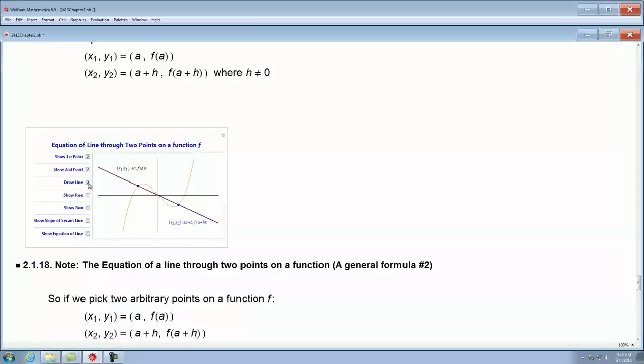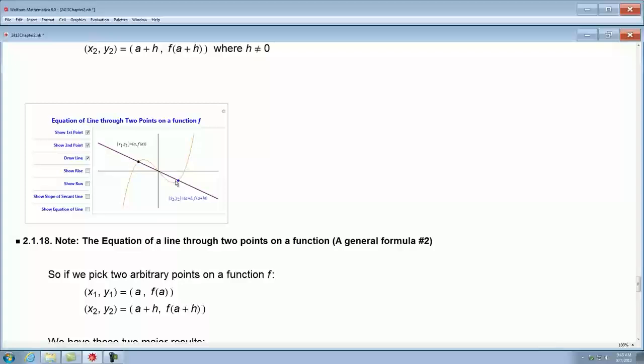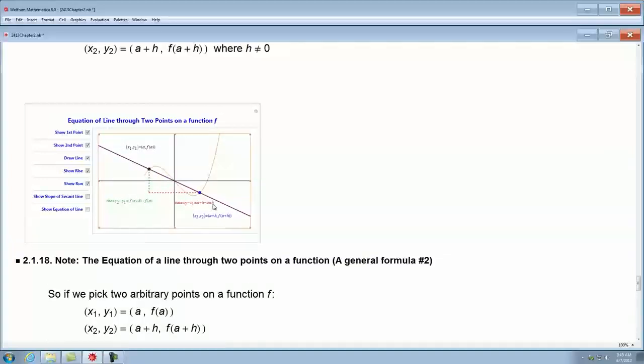Still want that line, right? I'm just trying to find the equation of the line through these two. My rise is y2 minus y1. So what changes here is, instead of using the f of x that we had earlier, it's f of a plus h minus f of a. So that's my rise. My run is a little weird. It's x2 minus x1. x2 is a plus h. x1 is a. So when you do a plus h minus a, the a's cancel and you just get h. So my run is h.